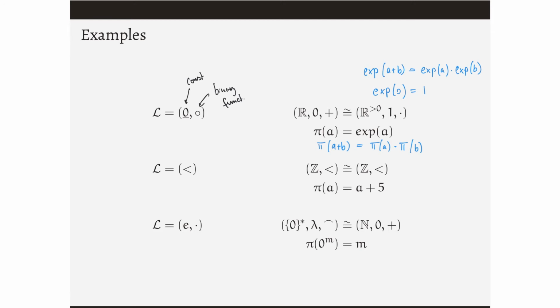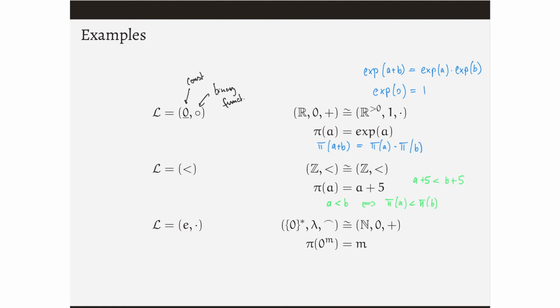So for our condition, we would need, for example, that a < b holds if and only if π(a) < π(b) holds, which here would be a + 5 < b + 5. And you see that this condition is satisfied for this mapping.